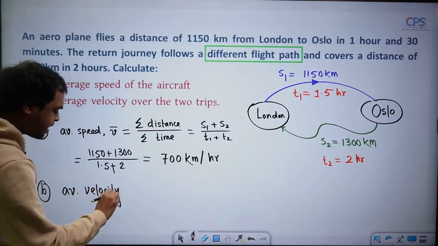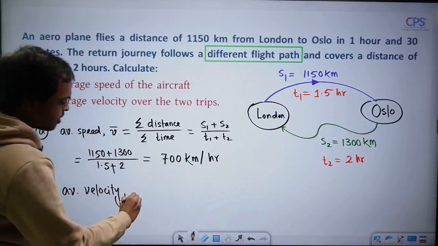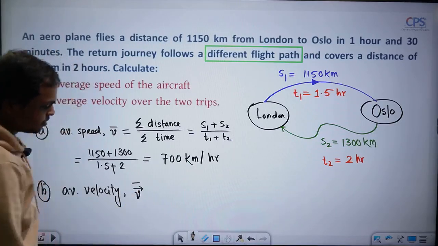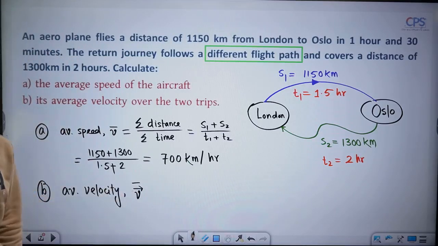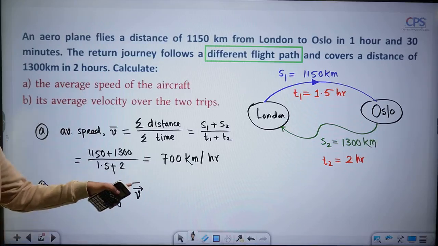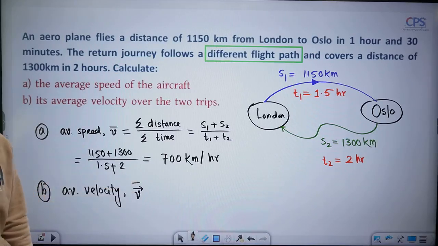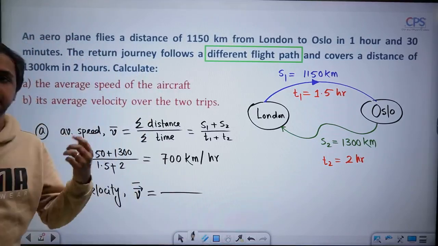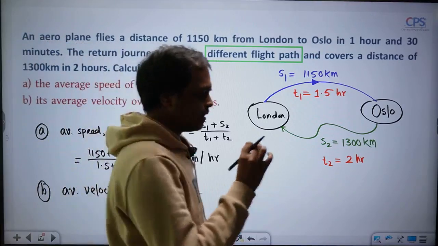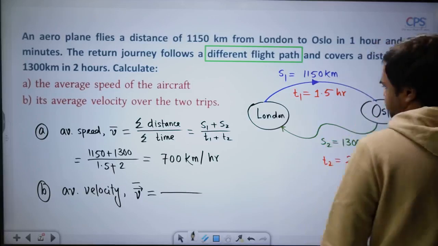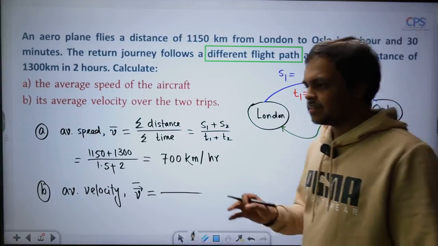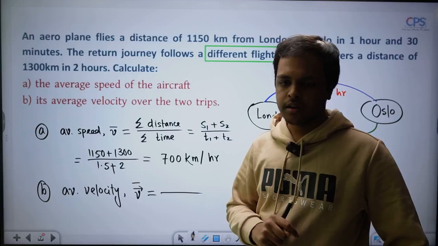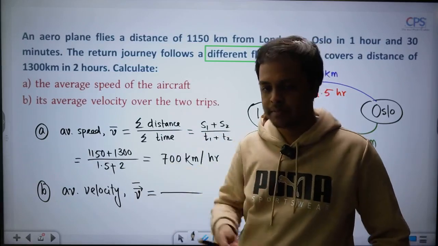Here is a catch about velocity. Okay, so the average velocity, this arrow is for the vector and this bar is for average. Now just remember this thing. The displacement is from the starting position to the end position, over a specific time.